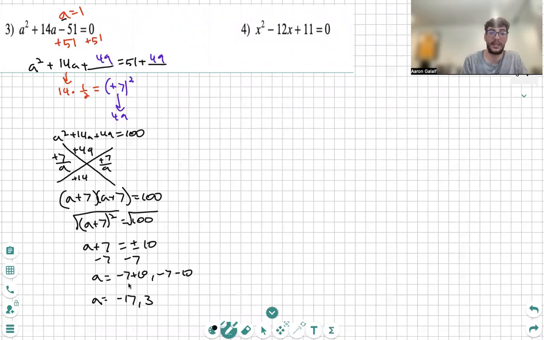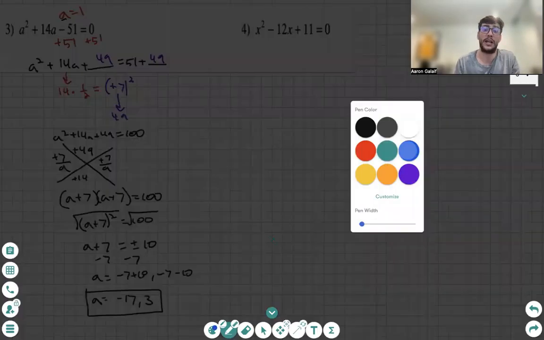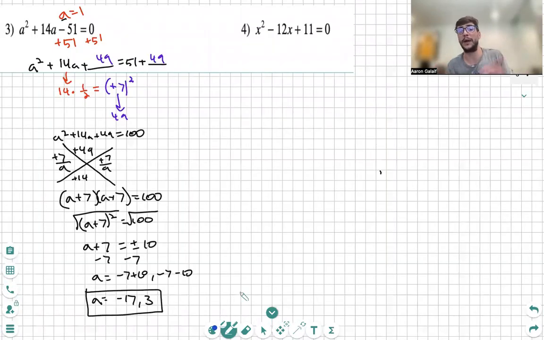And as you can see, that took a little bit of time. Let's try this next one, showing the completing the square method, shortcut method. And then at the end, you can decide which method seems best for you. Obviously, they both work. This one has a little more work involved. This one will not. Minus 11 from both sides.